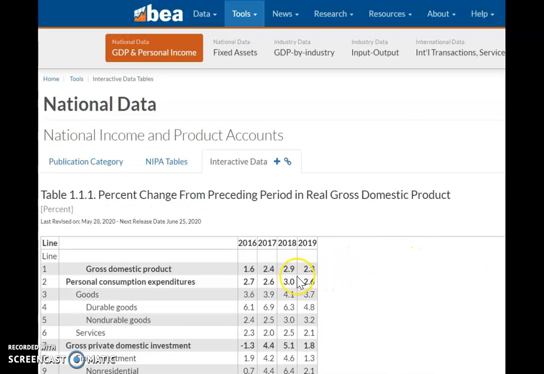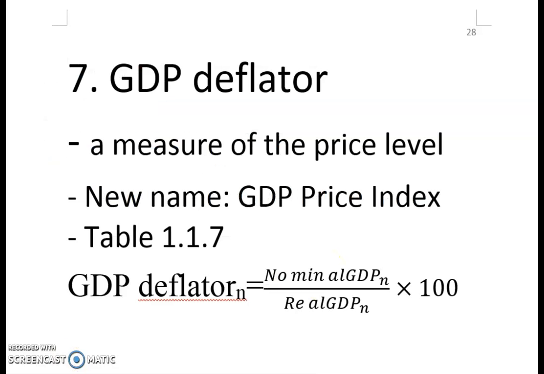And this is the yearly GDP. Usually we use yearly GDP to describe an economy. So you can see that our real GDP growth rate is around 2%, sometimes almost 3%, but around 2%-ish. Okay. The next concept is called GDP Deflator.